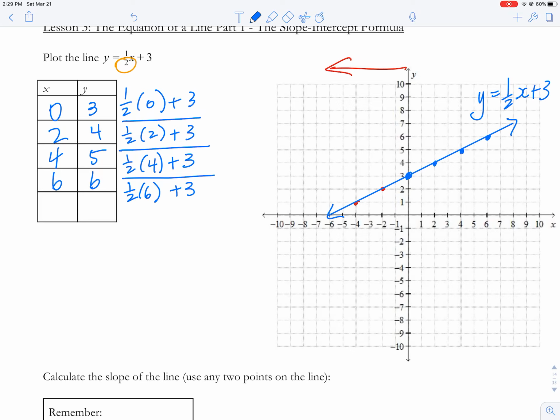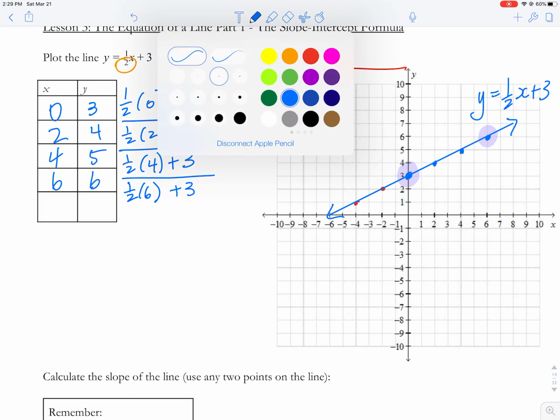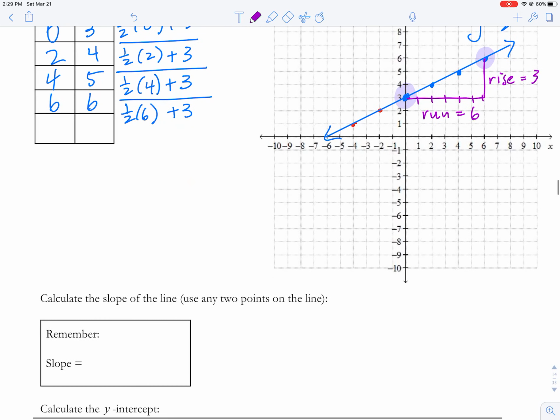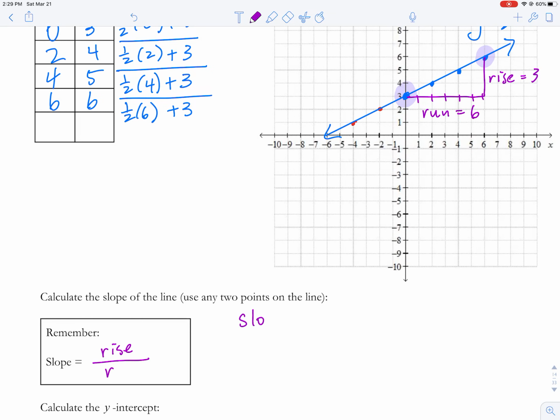It now says calculate the slope of the line. Use any 2 points. I'm going to pick this point and this point. And when I calculate my rise, it's 3. And my run, I'm going to count 1, 2, 3, 4, 5, 6. Oh yeah, remember that slope equals rise over run. So my rise was 3, my run was 6, I get here that my slope equals a half.